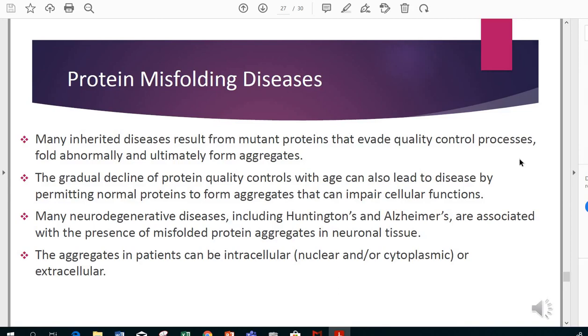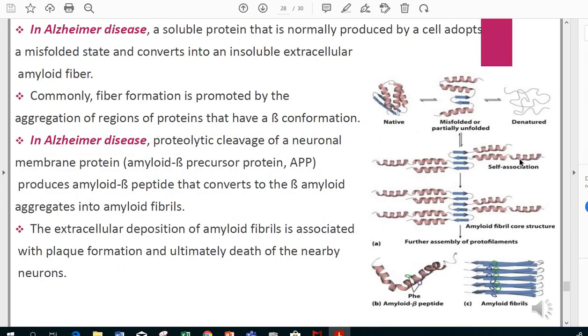Many neurodegenerative diseases like Huntington and Alzheimer are associated with the presence of misfolded protein aggregates in the neuronal tissue. The aggregates in patients can be intracellular, nuclear, or cytoplasmic, or extracellular. In Alzheimer, there is a soluble protein that is normally produced in the neuronal cells, which is misfolded with age, and the protein quality control machinery will decline in its function, leading to a misfolded state and converting this soluble protein into insoluble extracellular amyloid fiber.